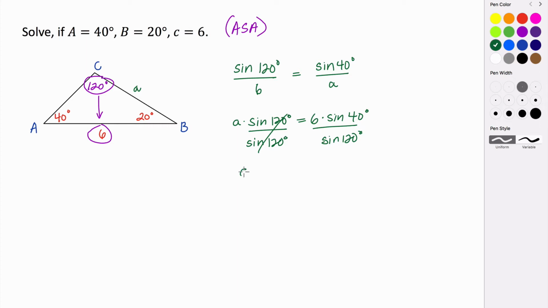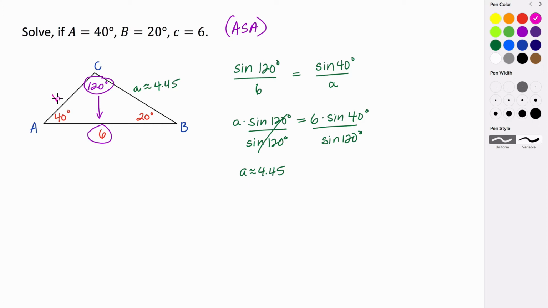And we get that A is about, so when you plug this in to your calculator, again, make sure your calculator is in degree mode, you're going to get that A is about 4.45 units. And then again, let's round to the nearest hundredth. So we found A. Now we need to find the measure of side B.